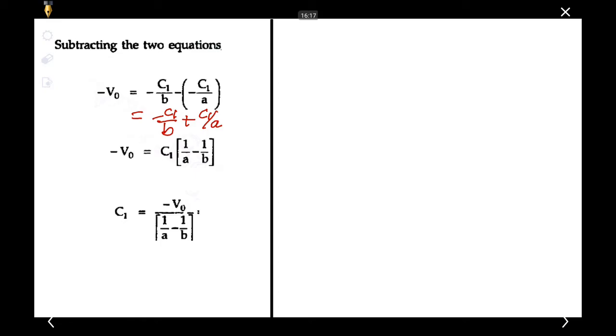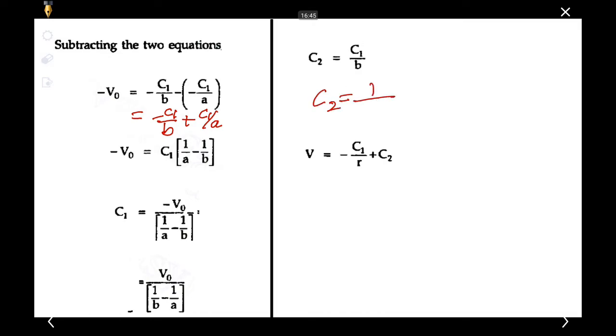Now we have to find the value of C2. How to find the value of C2? We have equation 3. What is equation 3? 0 is equal to minus C1 by B plus C2. Now you know the value of C1, so you can find the value of C2. So C2 will be equal to V0 by B divided by (1 by B minus 1 by A).